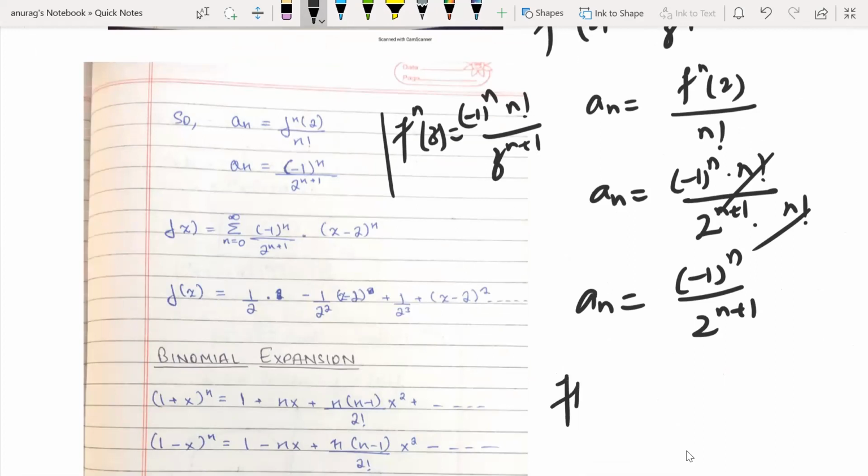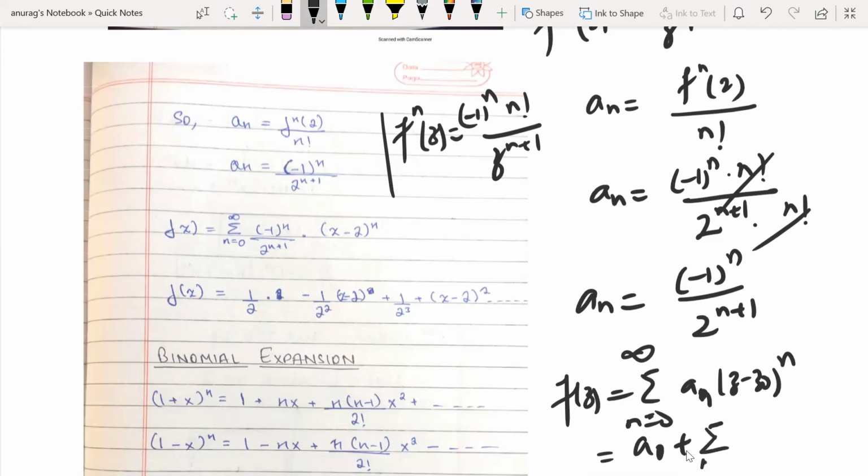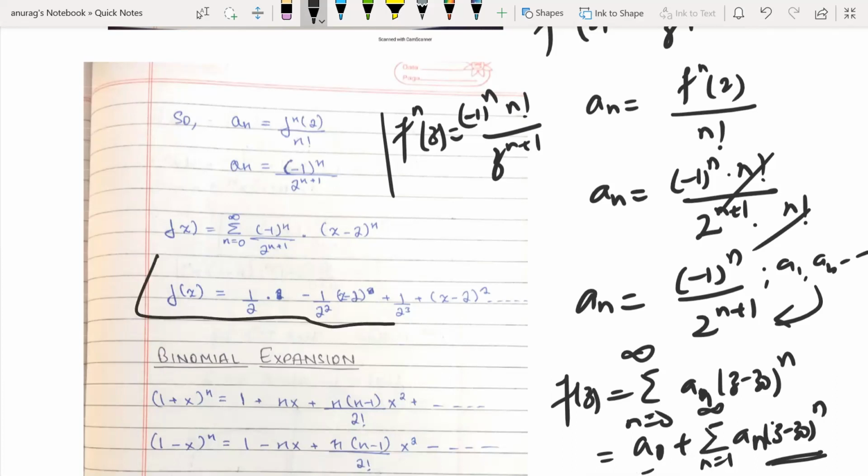Now put the value. The expansion is given as sigma n equal to 0 to infinity a_n (z minus z naught) to the power n. Or you can write a naught plus sigma n equal to 1 to infinity a_n (z minus z naught) to the power n. It depends on you how you want to write. If you want, you can find a1, a2 and so on from here only, or you can directly put the value of a_n here, and a naught, you know, is 1 by 2. So this is the way to find the Taylor series.